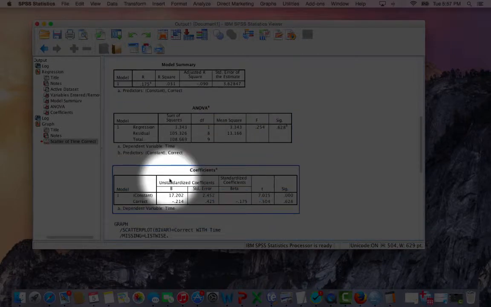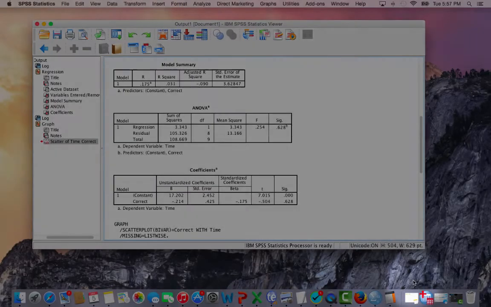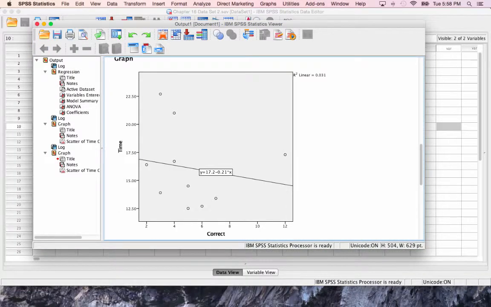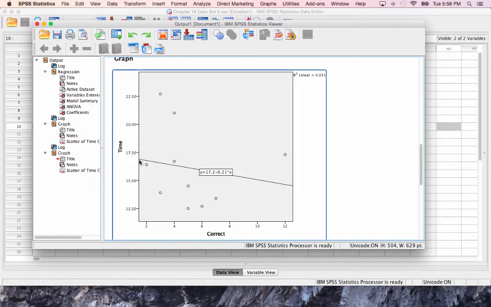Next, we'll go down and take a look at the coefficients table. This is what is going to drive our equation for the line of best fit. Now keep in mind, the scatter plot had a line of best fit, or a line that is used to fit the pattern of the graph.